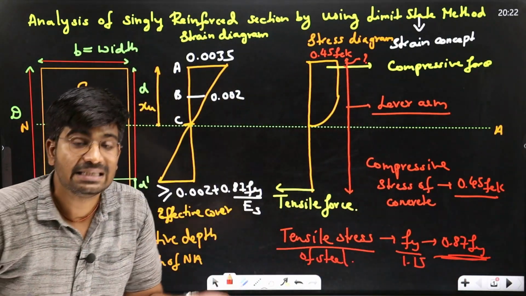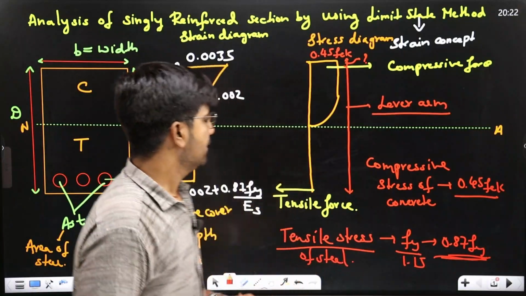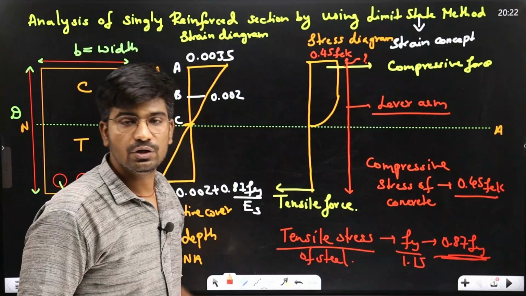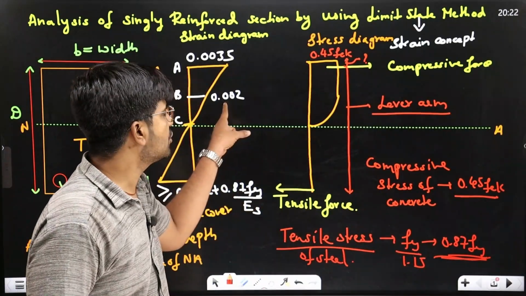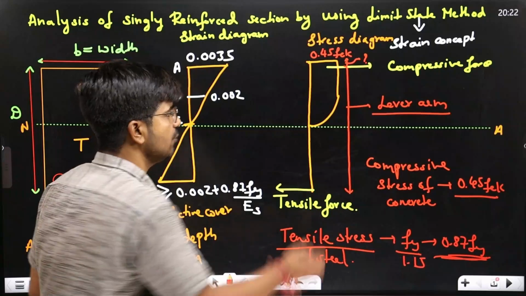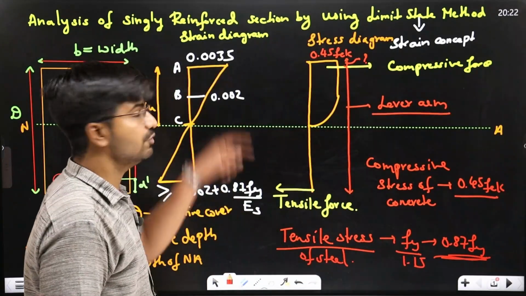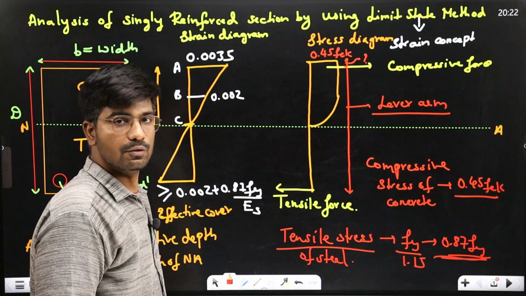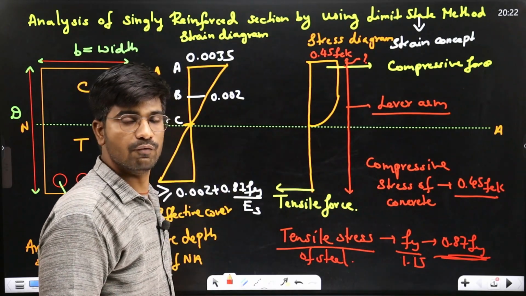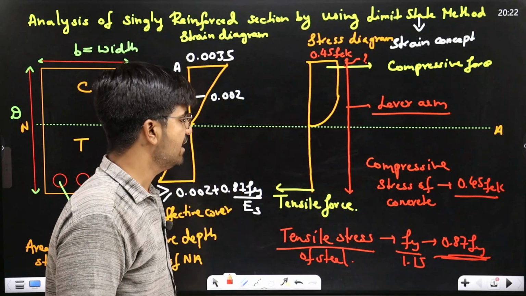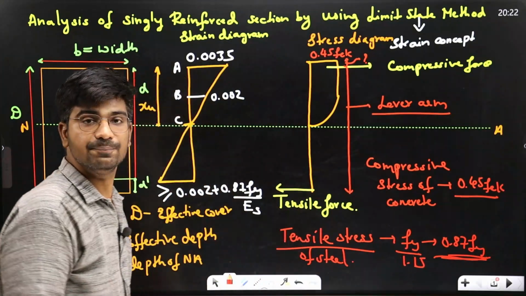Next assumption, tensile strength of concrete is ignored. Design stress strain curve up to 0.002 strain value is parabolic. Here you can see it is parabolic. Then it is constant up to 0.0035. Here we got the stress value of concrete, that is 0.45 FCK. Here we got the stress value of steel, that is 0.87 Fy.